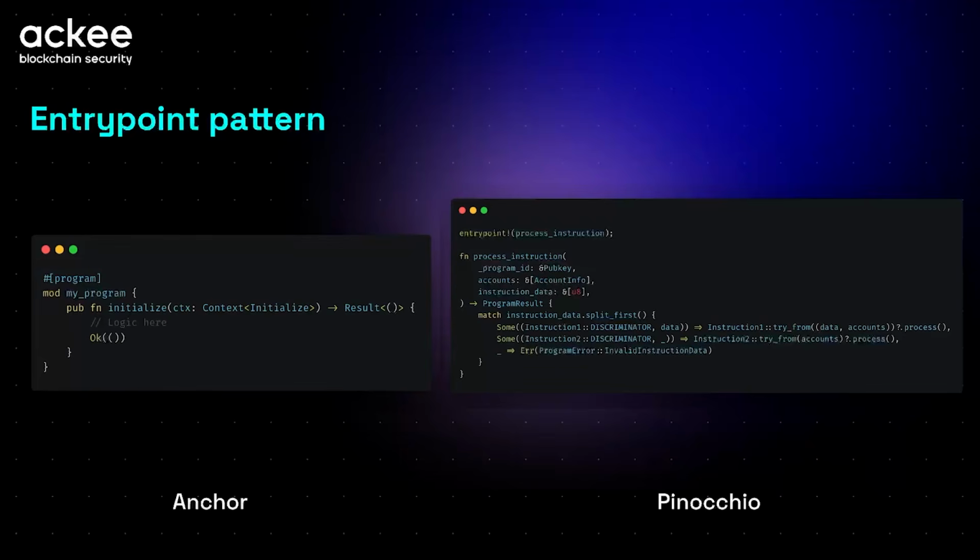From there, we use pattern matching to extract a single-byte discriminator and route to the appropriate handler. Each instruction implements try_from to validate its inputs and a process method to execute the business logic. This explicit approach gives developers full control over how instructions are dispatched and processed, which can be leveraged for optimization or custom routing logic that would be difficult to achieve with Anchor's macro-based approach.